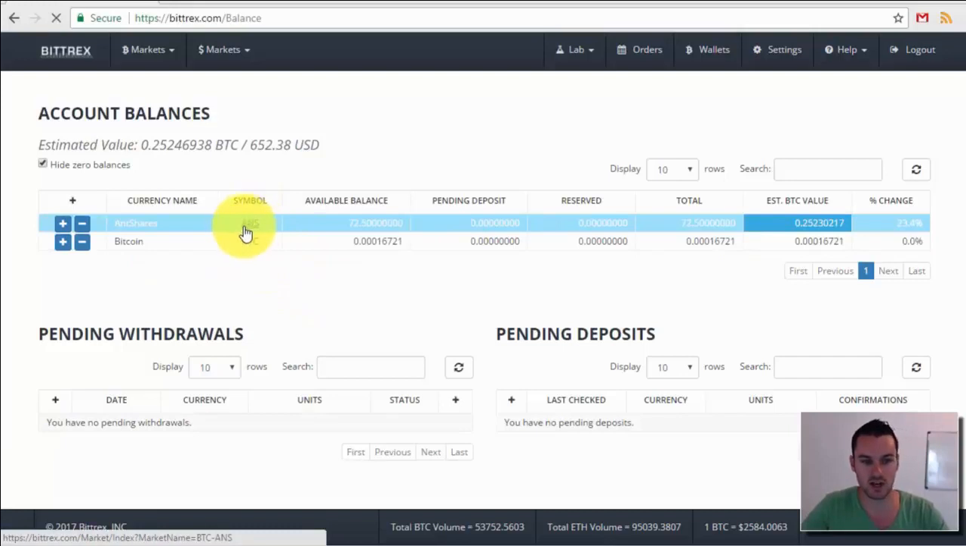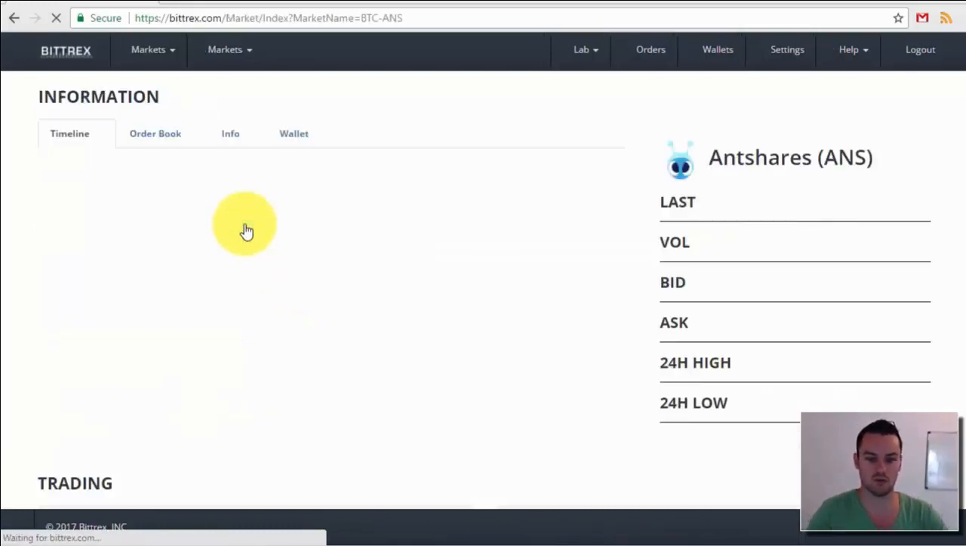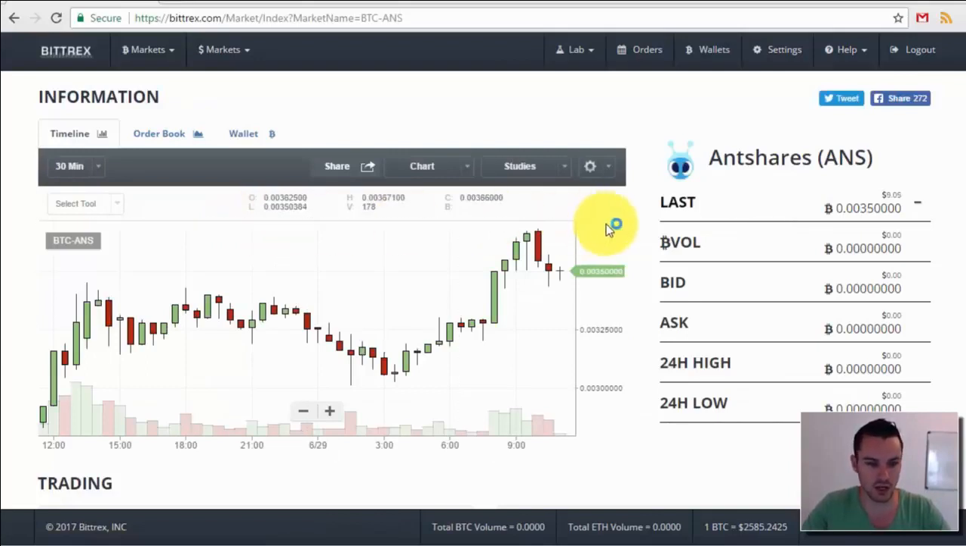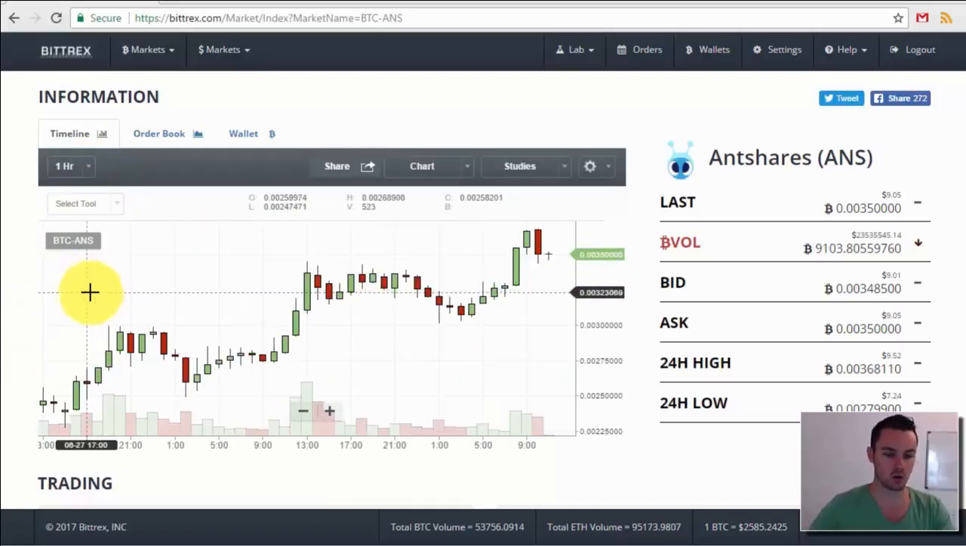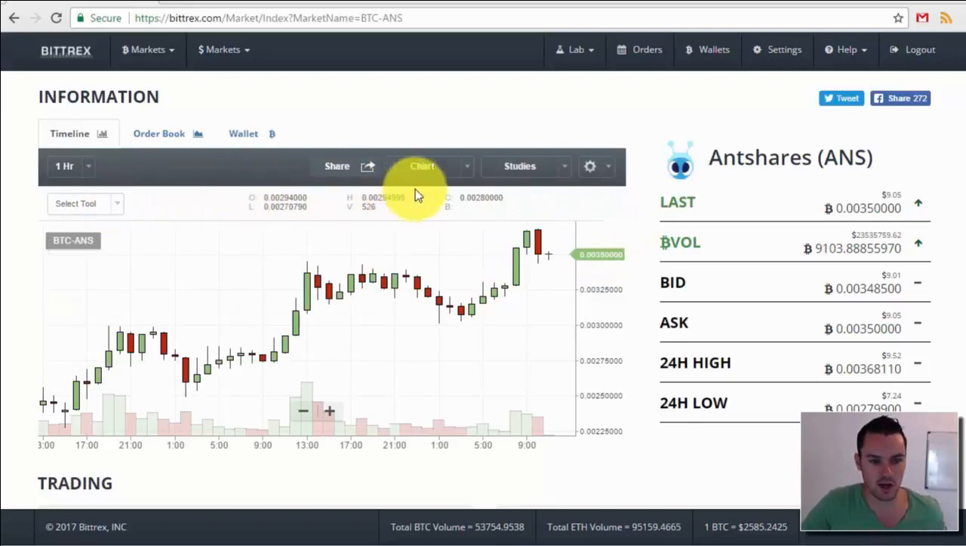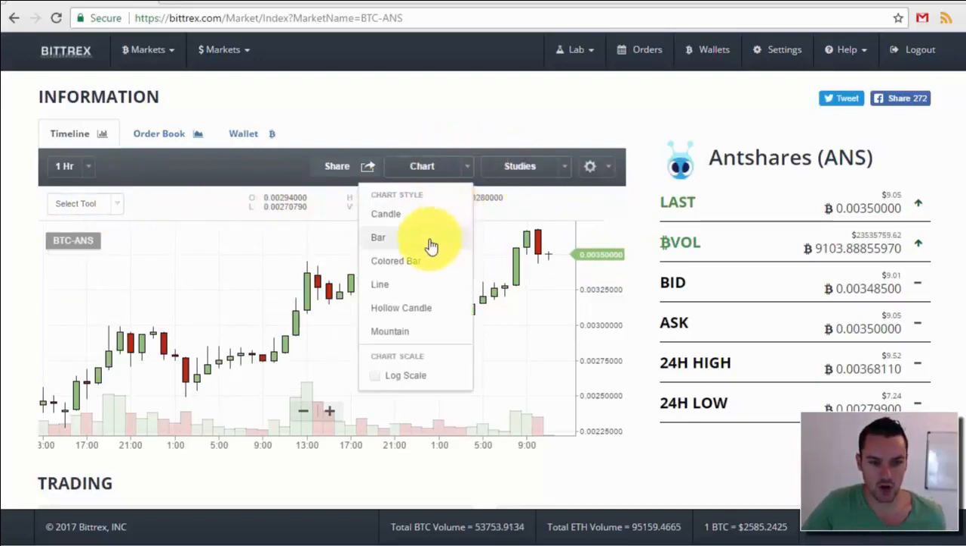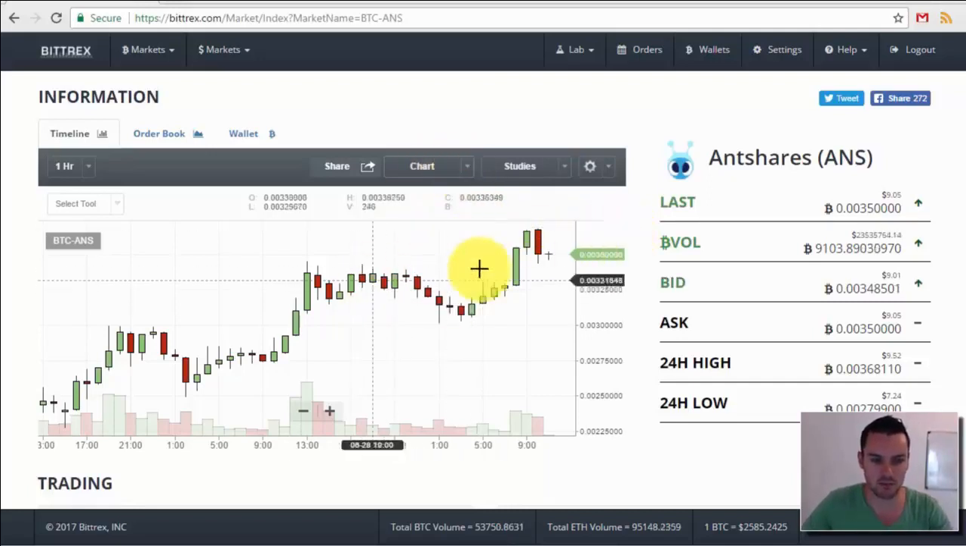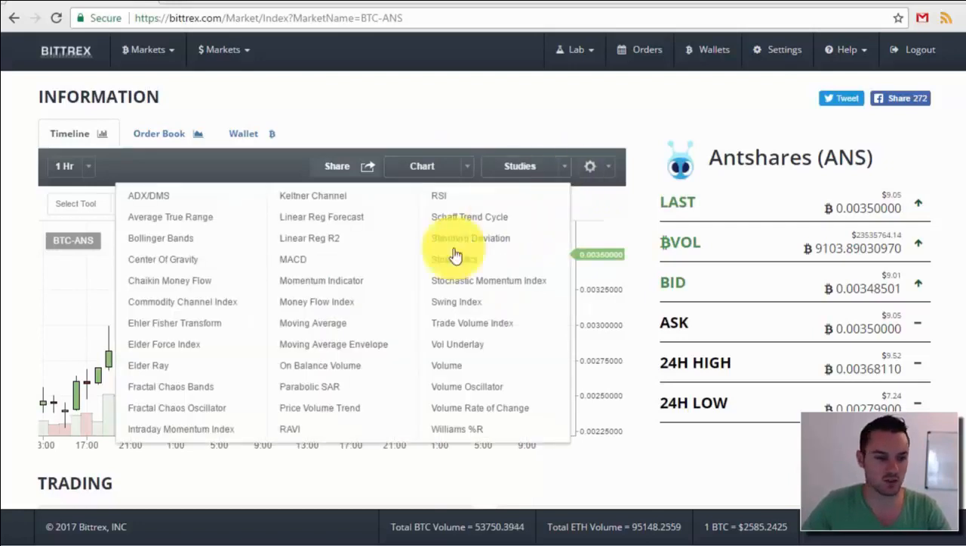For Ants, we'll use this as the example of how you buy and sell on the exchange. When you go into the coin, you have your chart here. You can change what time frame you look at the chart. We'll go 1 hour here. You have your tools, which let you draw some lines on your chart. You can draw trend lines or support and resistance or whatever you want to do there. As well as that, you can change your candles to bars or a line graph. For most people, the candles will be the best.